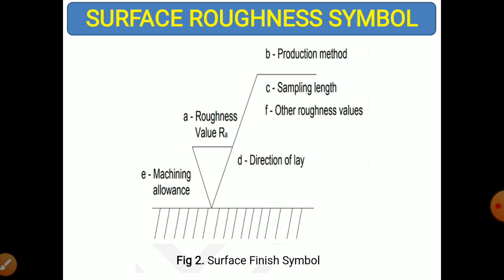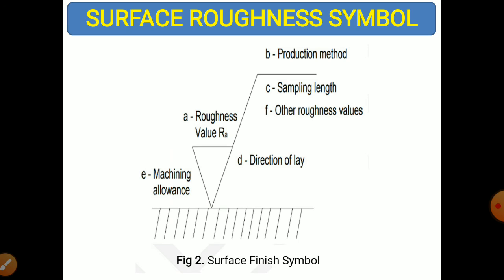So next is the surface roughness symbol. This is normally asked in the exam, to draw the surface roughness symbol, for 4 to 5 marks. So this is a very important question from the exam point of view.